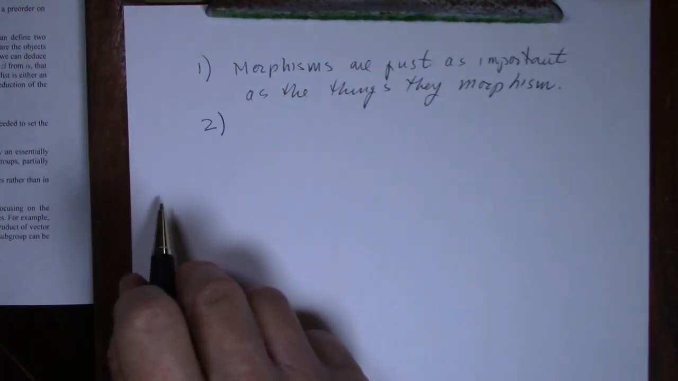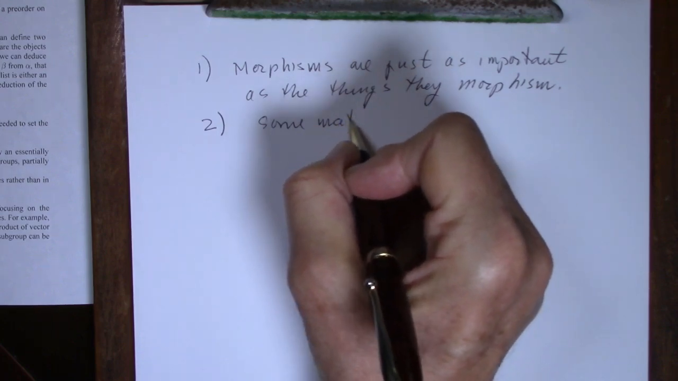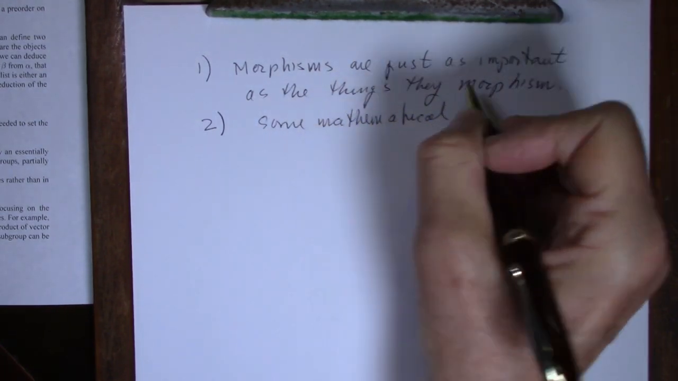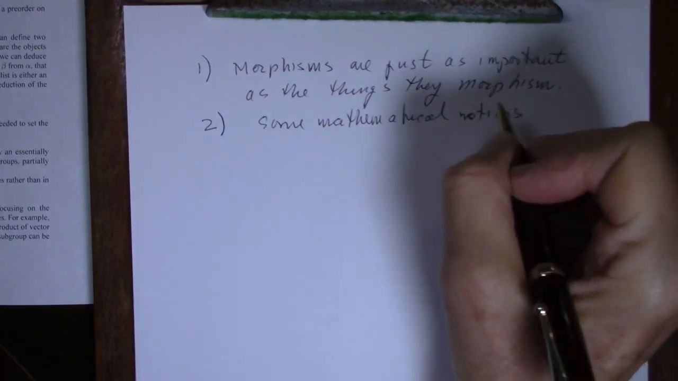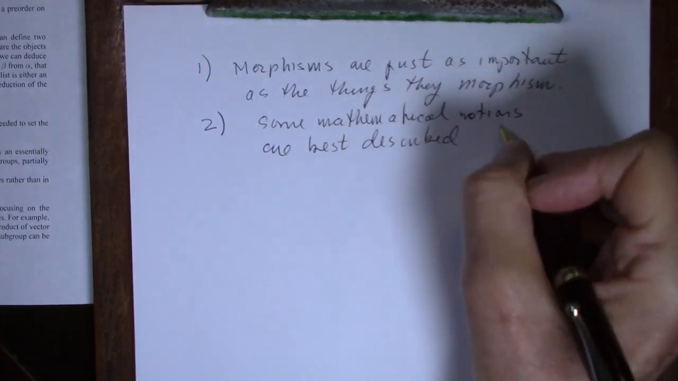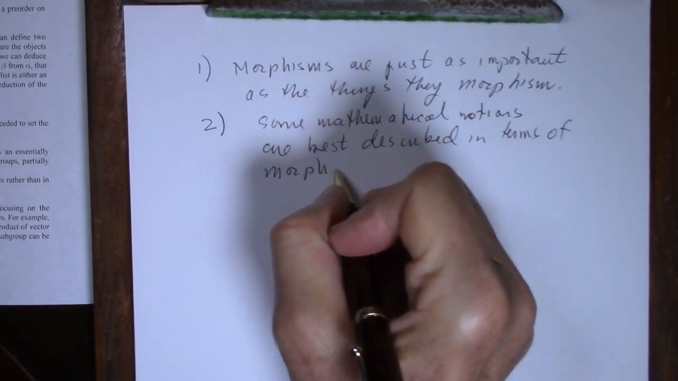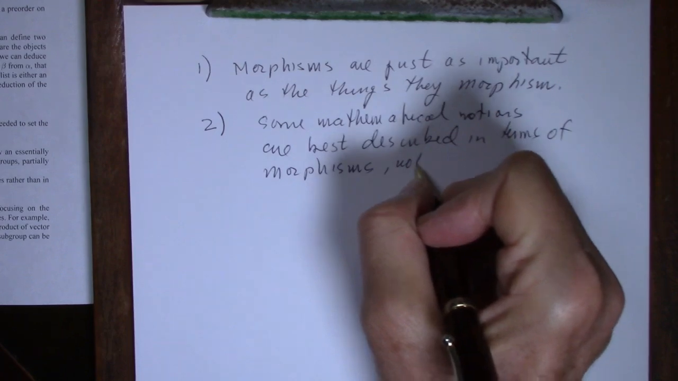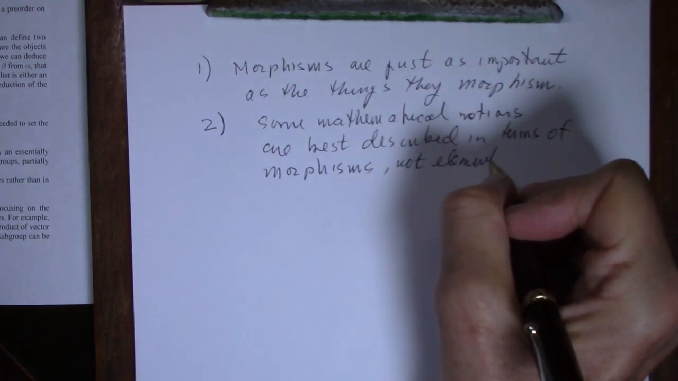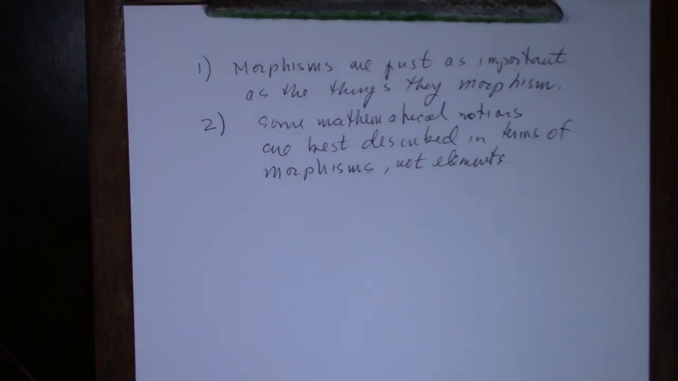The second tenet, you might say, is that some mathematical notions are best described in terms of morphisms, not in terms of elements. And that's going to be one that's maybe a little difficult to understand at this point. But I think I can give you an example so that you don't go away unsatisfied with that.